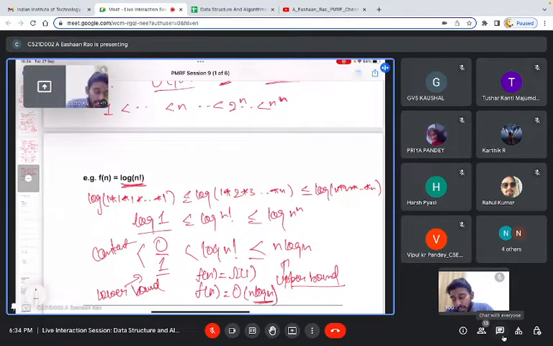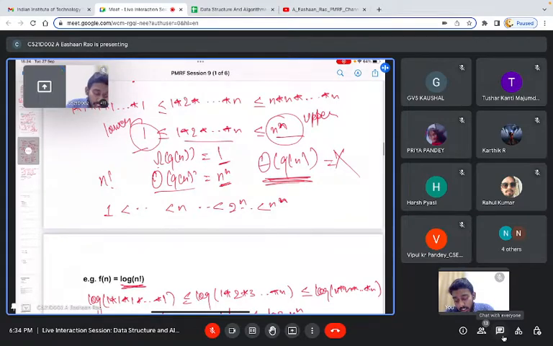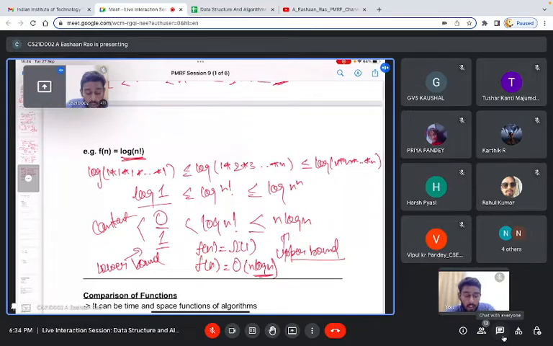Earlier, for factorial, it was n raised to n, which is quite a big function. But here, because of log, it has reduced down to n log n. So log actually has a very huge impact when it comes to algorithms. If you're able to write any algorithm which can run in log n time, it's considered very fast.